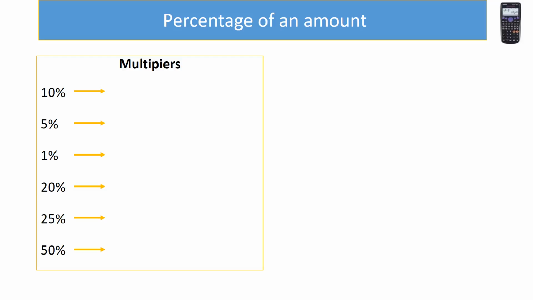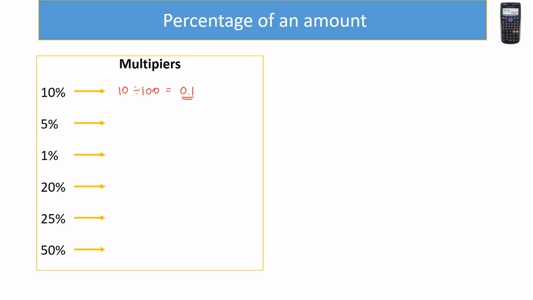In this video, we're going to look at how to work out percentage of an amount using a calculator. So we're going to be using multipliers, and we get multipliers when we divide by 100 to turn the percentages into decimals. So to work out 10%, that's 10 divided by 100, which is 0.1. So 0.1 is the multiplier that we want to use when we need to find 10%.